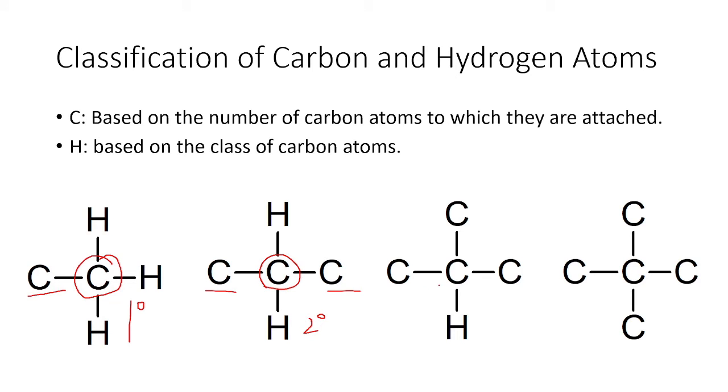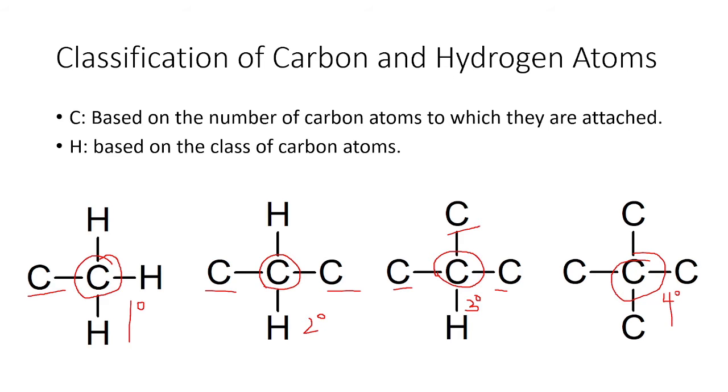Okay? So for the next one, hopefully you get the pattern. For this one, we have three carbon atoms attached to this central carbon, making this central carbon our tertiary carbon. And for this one, as you can see here, we have four carbon atoms attached to this central carbon atom. Meaning to say, this will be our quaternary or the fourth degree carbon atom.